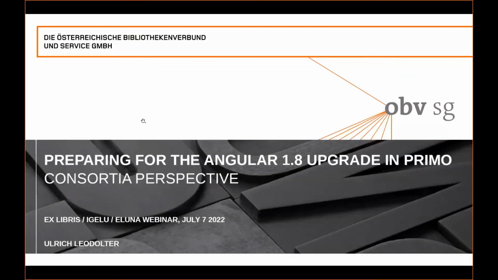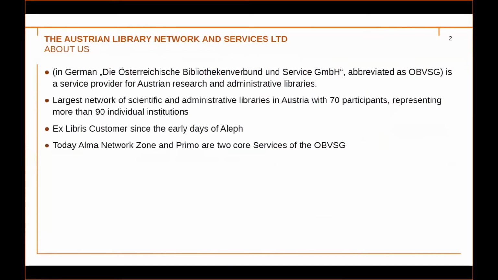Okay. So yeah, my presentation and slides is more about what we did in the past to avoid problems which arise when Angular is upgraded to a newer version. So I'd like to talk a little bit about us. I'm working at the Austrian Library Network. The Austrian Library Network is a network of libraries in Austria, and we have about 90 institutions in our consortia.